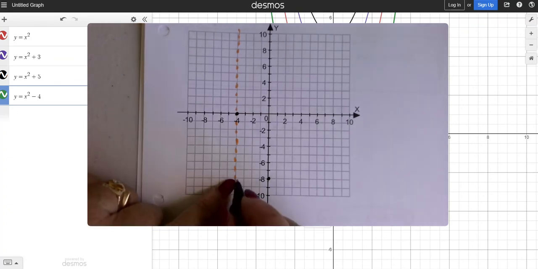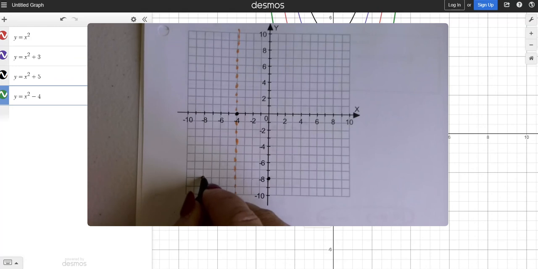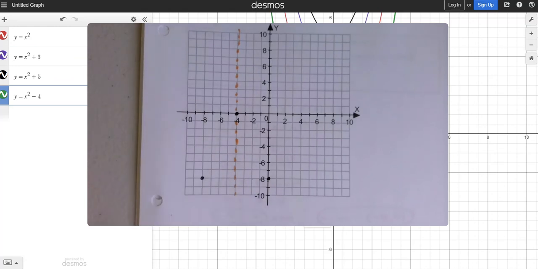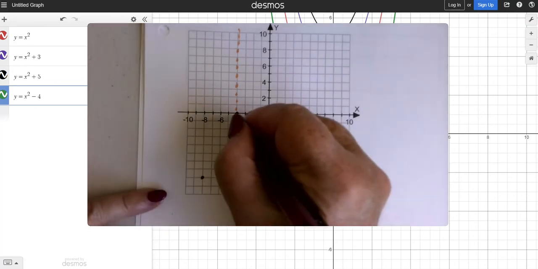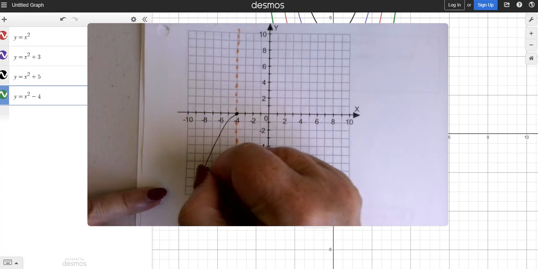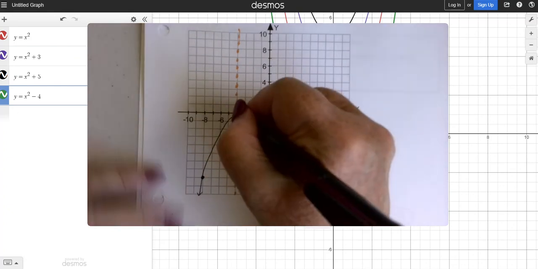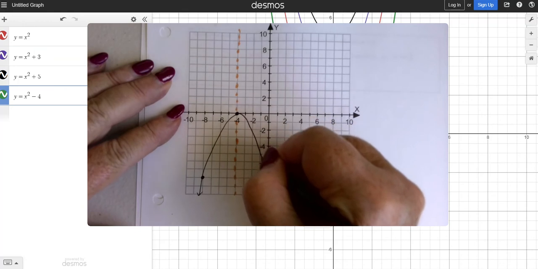And it looks like I'm 1, 2, 3, 4 to the right. So if I put 1, 2, 3, 4 to the left, I know I have another point on that graph. Now I have at least 1 point plus the vertex, and it's okay just to draw. And this is going to be that reflected or upside down parabola.